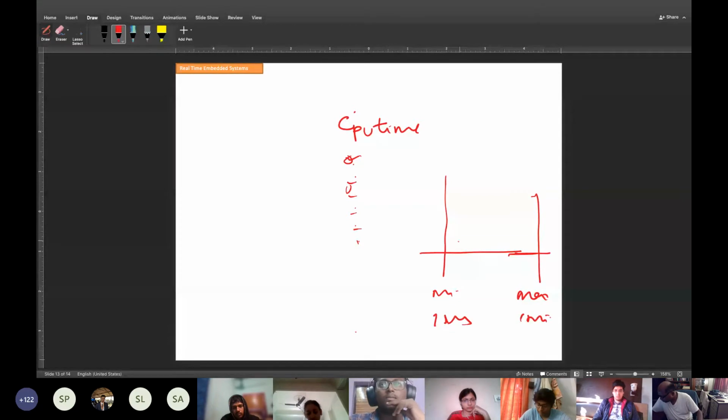Then you plot the histogram. You know, guys, how to plot a histogram? You divide into different intervals, then you plot the CPU time. The distribution will come something like this, let's say. This is for one case. So this is the Windows operating system.